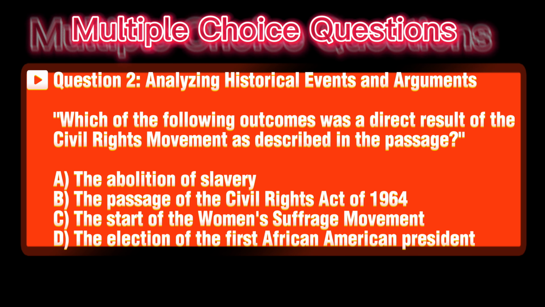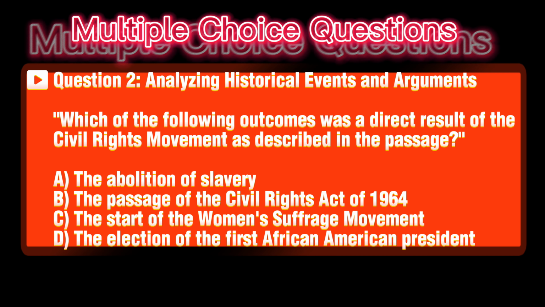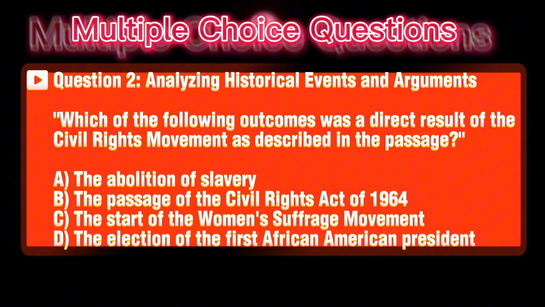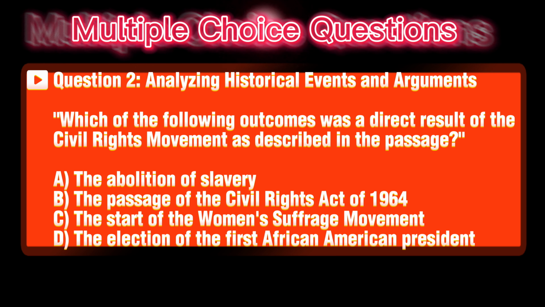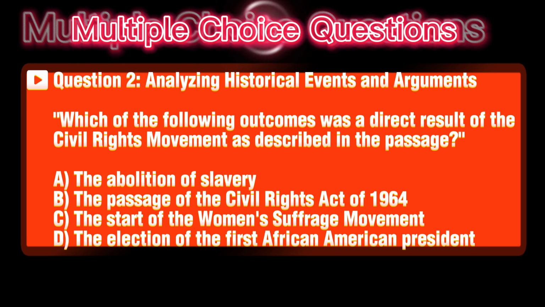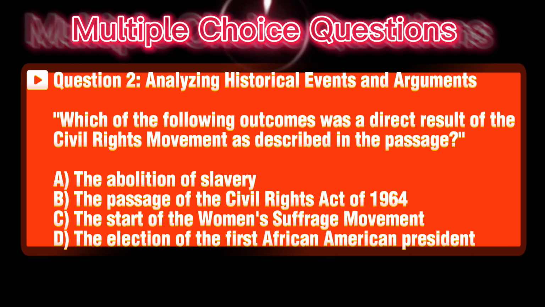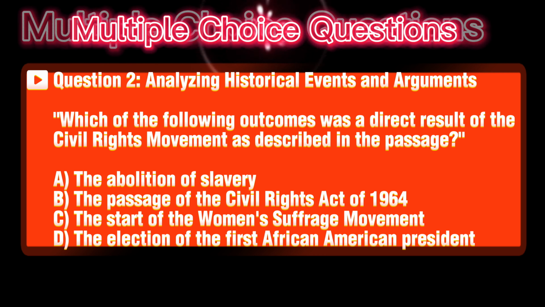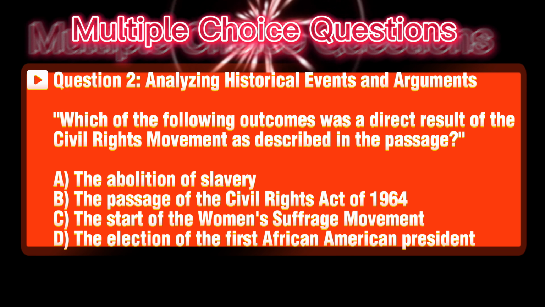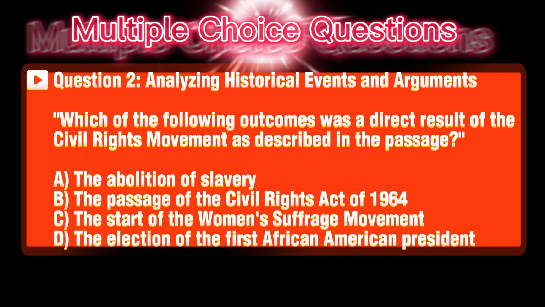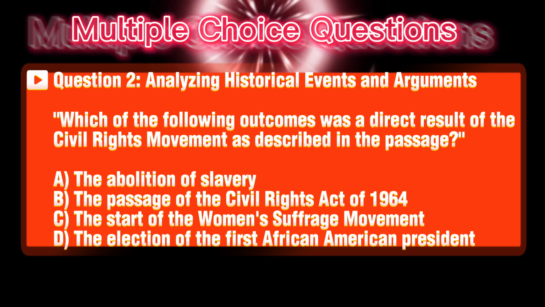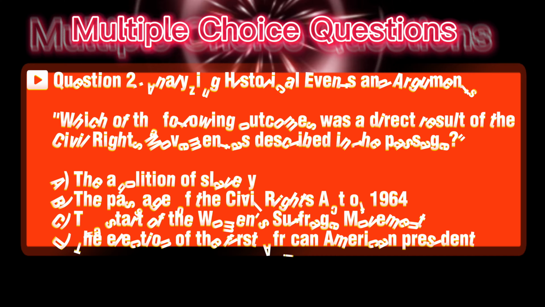Question 2. Analyzing historical events and arguments. Which of the following outcomes was a direct result of the civil rights movement as described in the passage? A. The abolition of slavery. B. The passage of the Civil Rights Act of 1964. C. The start of the women's suffrage movement. D. The election of the first African American president.